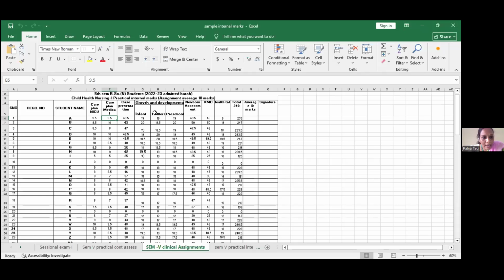For this, I have proper evaluation. This is out of 20, this is out of 10, and the case presentation is out of 50. So I have an evaluation form out of those marks, but ultimately I want marks out of 10.